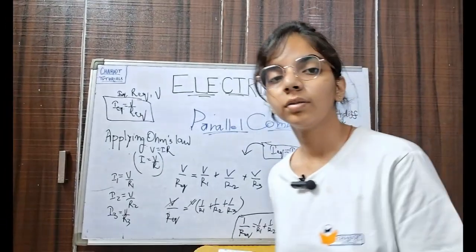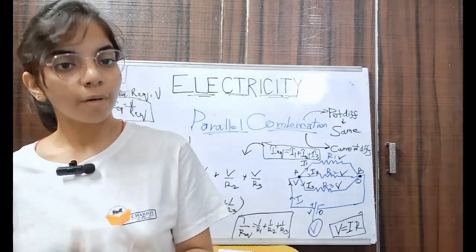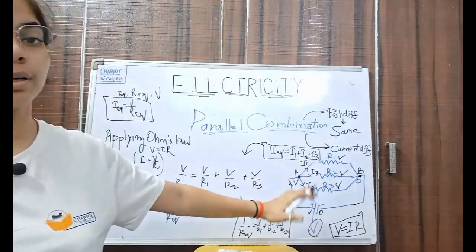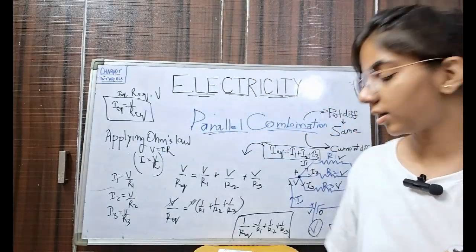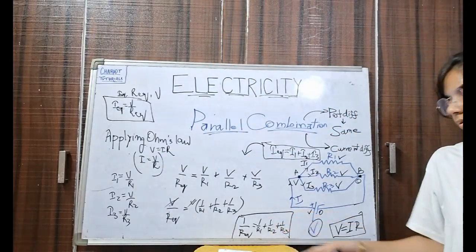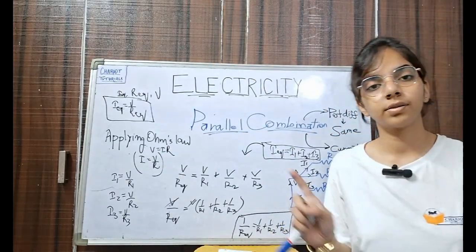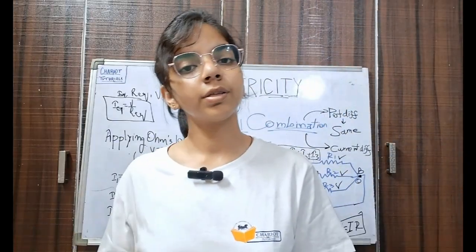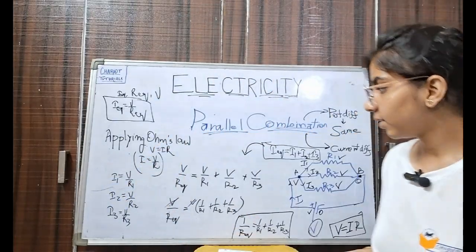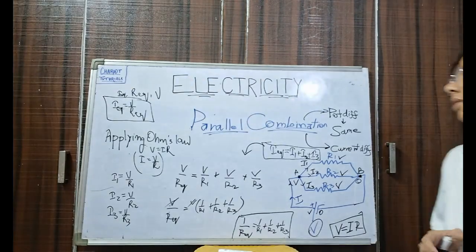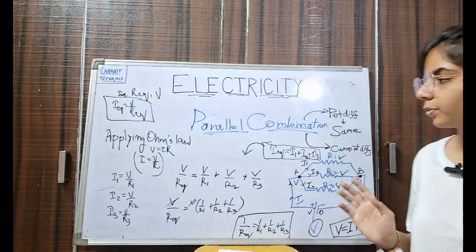Now no matter how many resistors are connected like this in parallel, even if it is infinite, the equivalent resistance for parallel combination will be 1 upon R equivalent is equal to 1 upon R1 plus 1 upon R2 plus 1 upon R3 and so on, right? So this is all about the parallel combination. Hope you all have understood.